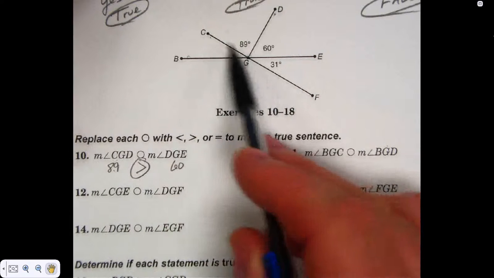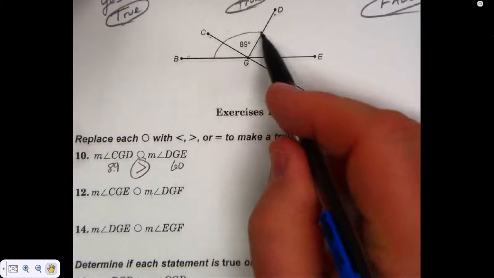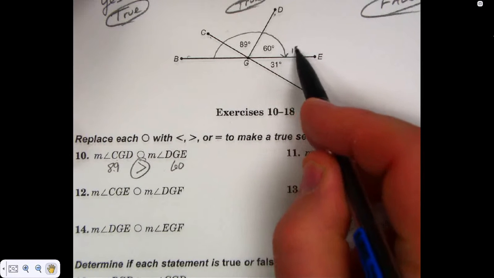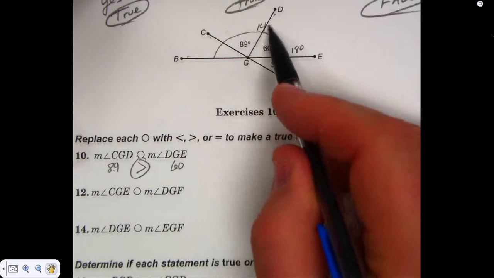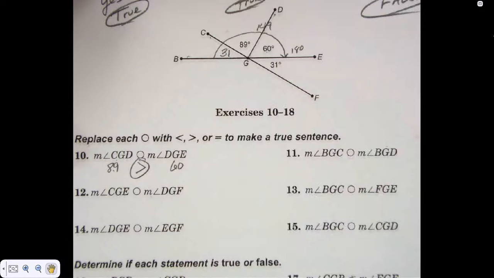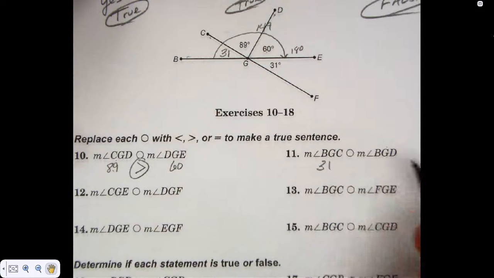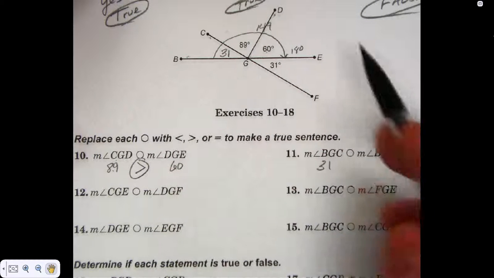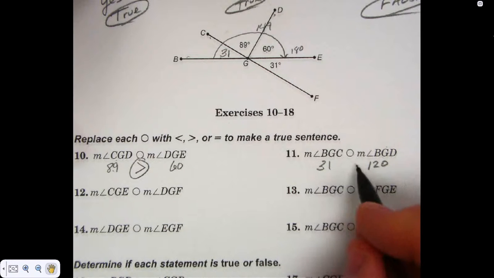BGC, B to G to C. How do I know what this is? What's here to here have to be? So, this and this is what? Together those two are 149, is that correct? So how much is left for this one? 31, correct? So B to G to C is 31. B to G to D is 31 plus 89 makes what? 120. So how would these relate to each other? 31 is less than 120.